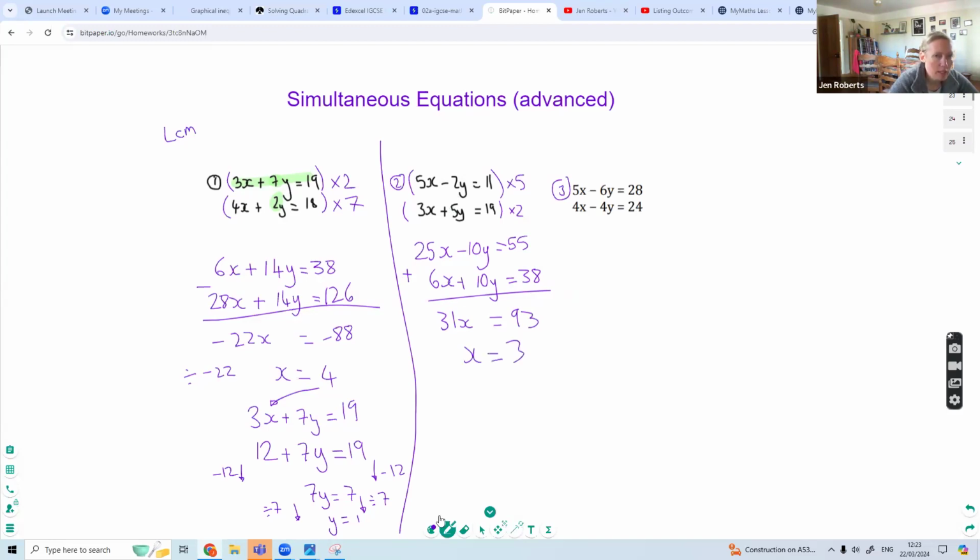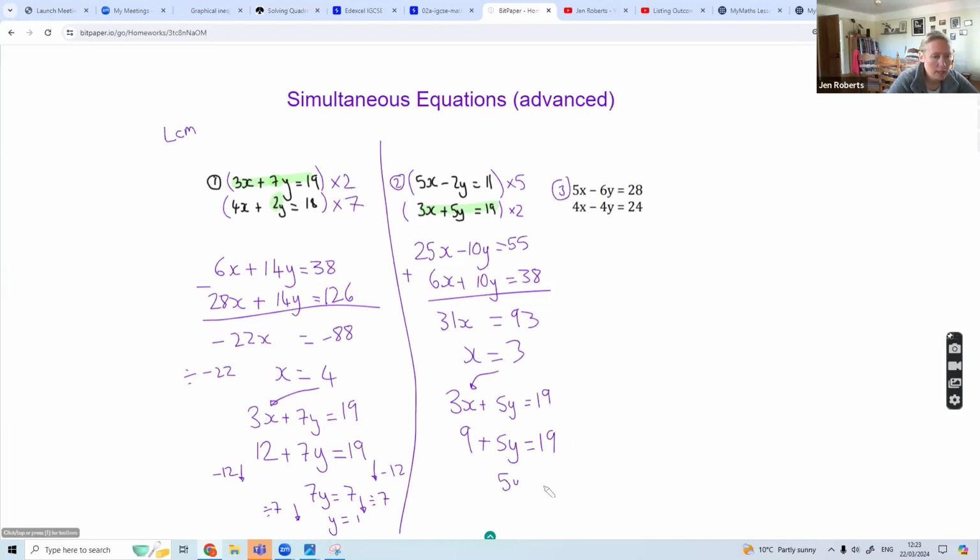Now we've got x, we need to find y. I would choose this bottom equation because it's got a plus here. 3x add 5y equals 19. I'm going to put that into there. 3 times 3 is 9. 9 plus 5y is 19. Then we need to take 9 off both sides. 5y is 10. Divide both sides by 5. Y is 2. Okay, we're going to look at this one.